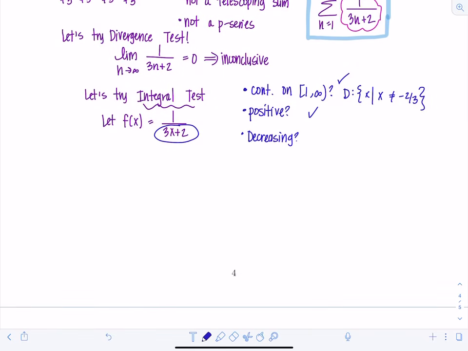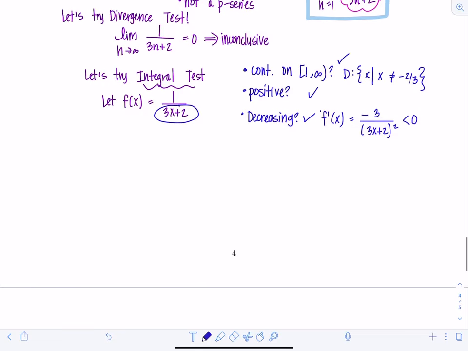So again, I want to compute f prime of x in order to check. Now f of x is 3x plus 2 to the -1st power, right? So the derivative is going to be negative, then I'm going to have 3x plus 2 squared, and then by the chain rule, I need a 3 in the numerator. Well, the denominator is squared, so that's always positive, and then the numerator is going to be negative, so this is for sure less than 0. So yes, my function's decreasing, so that means we can use the integral test. Fabulous.